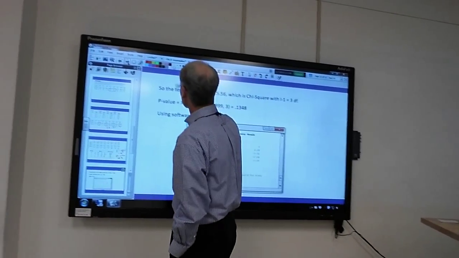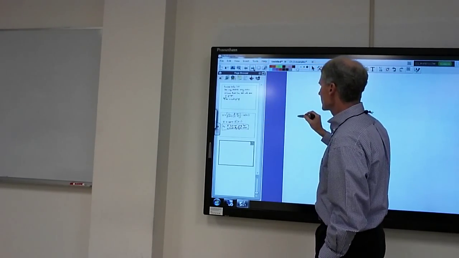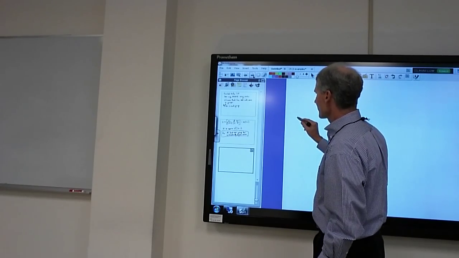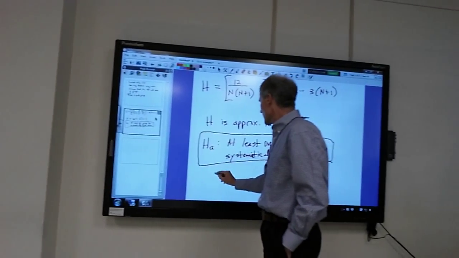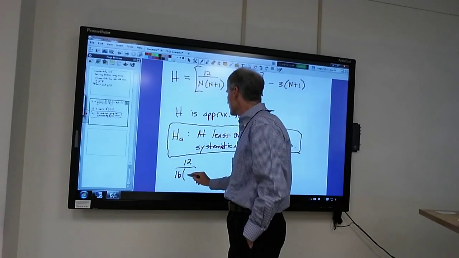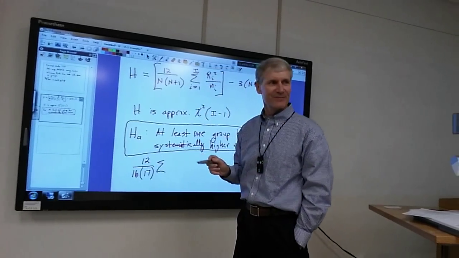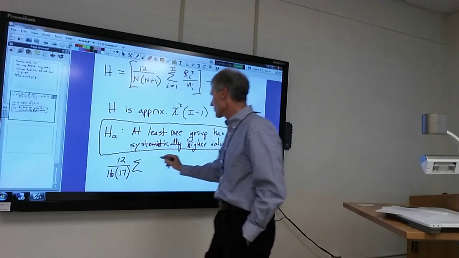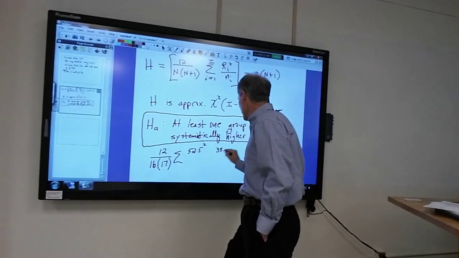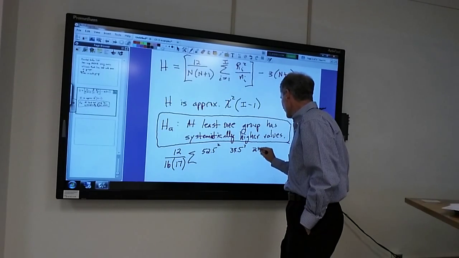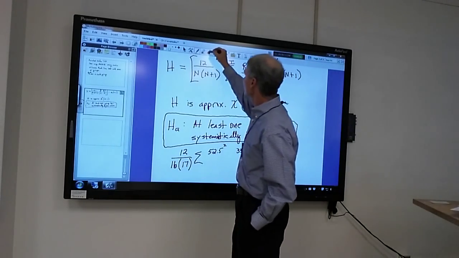Before I show that, I want to compute the H statistic. Let's go back. I've got 12 over 16 times 17 as that thing out front, right? Now, read to me what the ranks were from the 4 groups. I can remember a 52.5, 33.5, and then 33.5, and then 2.5.